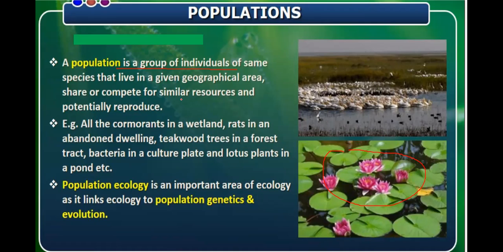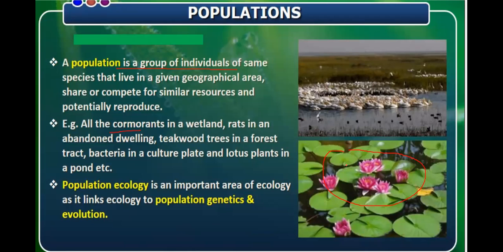They share or compete for similar resources and potentially reproduce. For example, all the cormorants in a wetland, rats in an abandoned dwelling, teakwood trees in a forest tract, bacteria in a culture plate, and lotus plants in a pond. These are the examples of population.